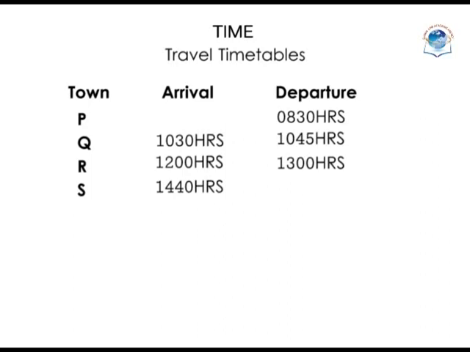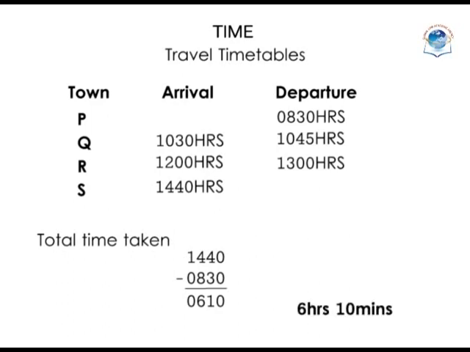It means the bus left town P at 8:30 in the morning and arrived at Q at 10:30 a.m. At Q, it rested for 15 minutes and left at 10:45, headed to R, where it arrived at 12 noon. There, it took a long rest of 1 hour and left at 1 p.m. to arrive at S at 2:40 p.m. You can get the total time for the whole journey by simply subtracting 1440 hours minus 0830 hours. That will give us 6 hours and 10 minutes.